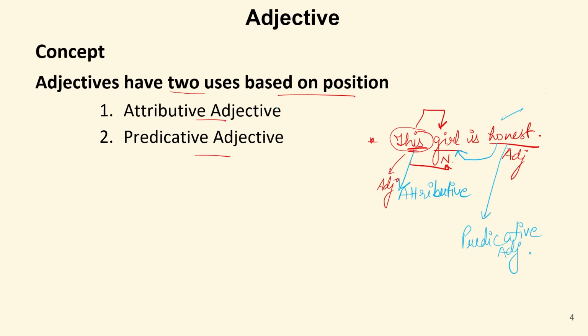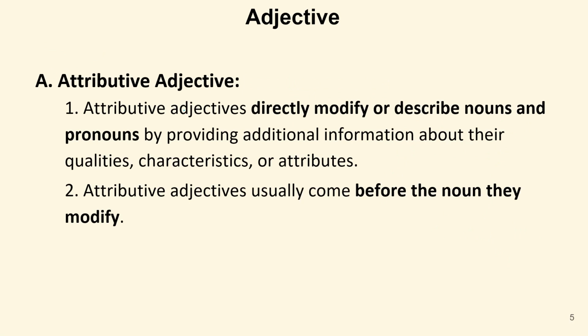So these are the types of attributive and predicative adjectives. Now, attributive adjectives directly modify or describe nouns and pronouns by providing additional information about their qualities, characteristics, or attributes. Attributive adjectives usually come before the noun they modify. So, that is known as an attributive adjective.